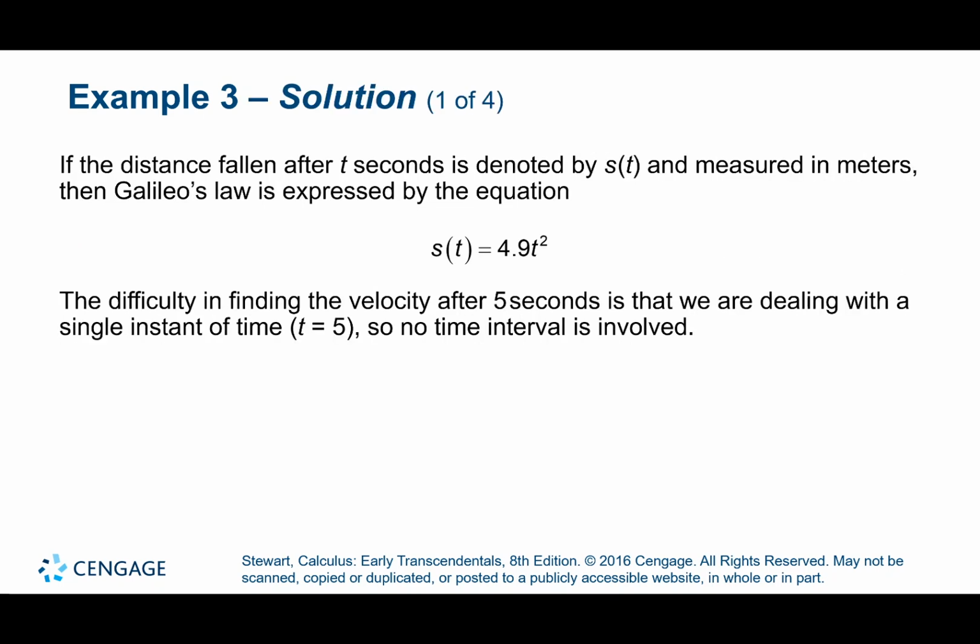If that's the case, then we've got an equation, the function s of t. S in physics is usually used to represent what we call a position function, where something is located at a certain point in time. T's time in seconds. And it says if the distance fallen after t seconds is denoted by s of t and measured in meters, then Galileo's law is this equation, s of t equals 4.9 times t squared.